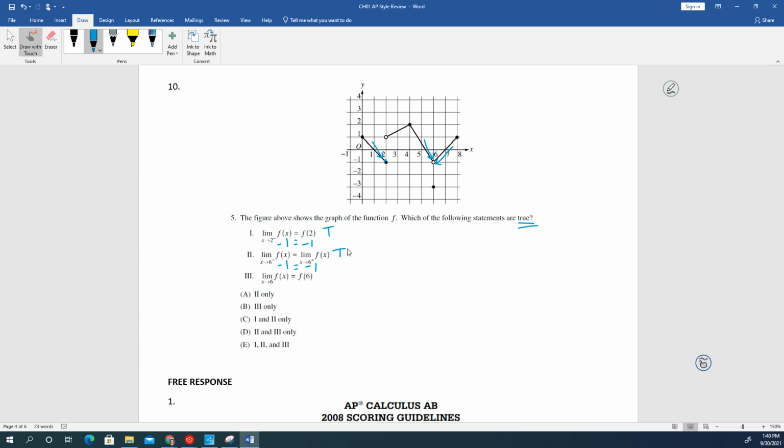Next one, the limit as x approaches 6, which since the left and the right are both negative 1, that limit would be negative 1, is the same as f of 6. What's f of 6 according to my graph? Negative 3. And that one's false. So 1 and 2 only. I feel like it's that option a lot.